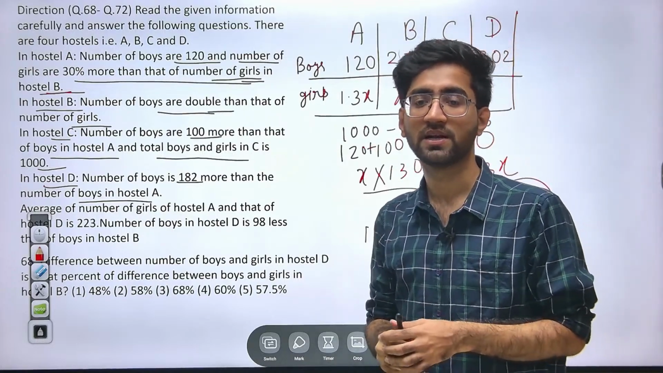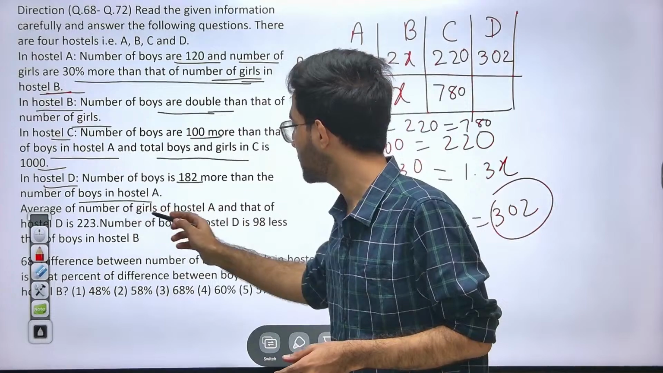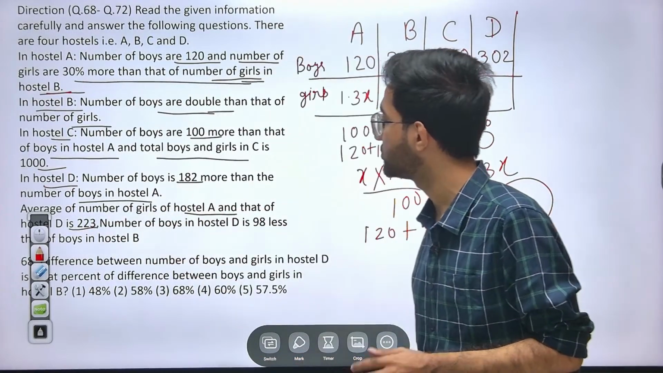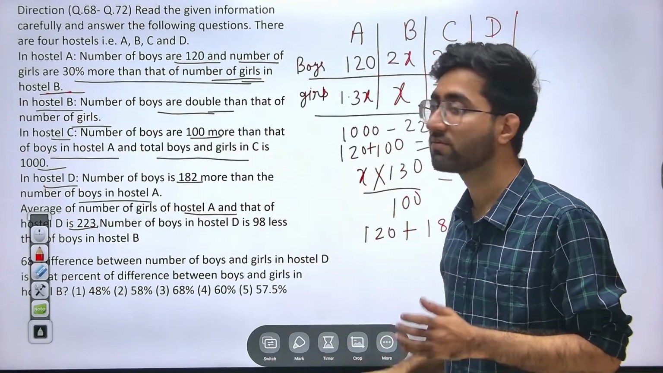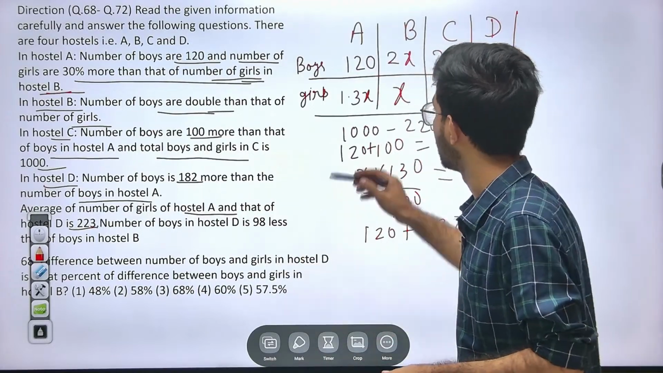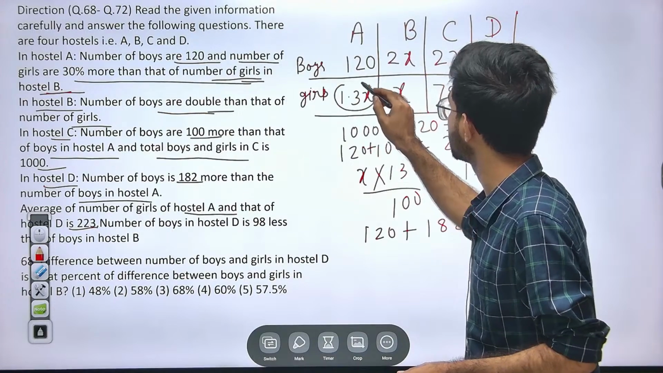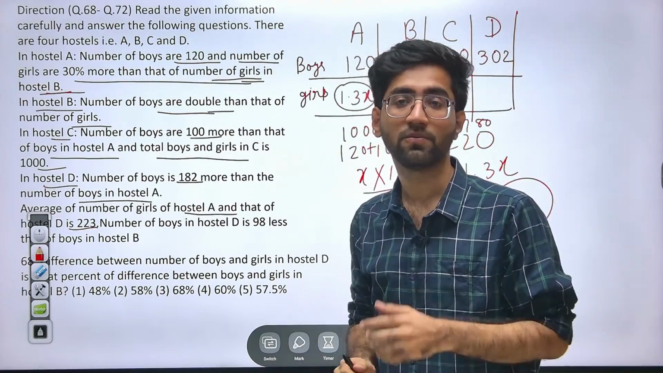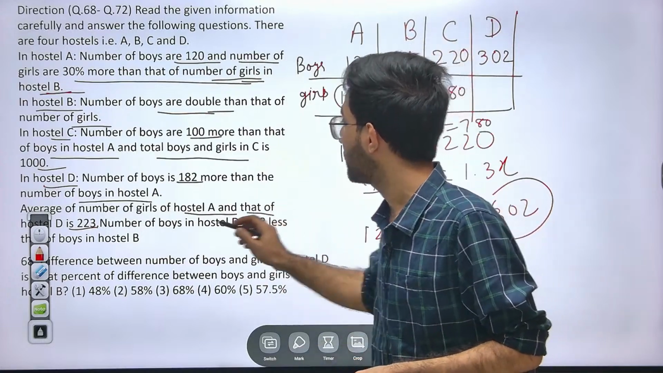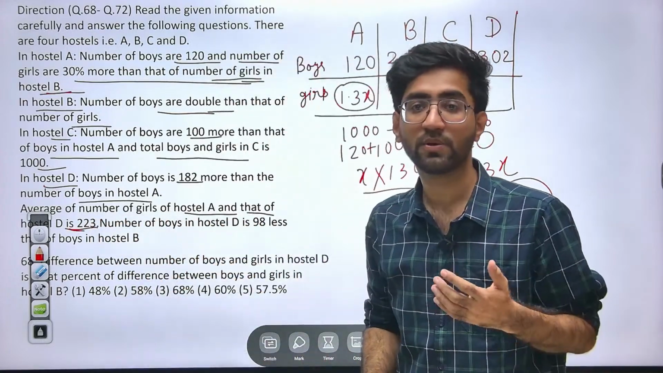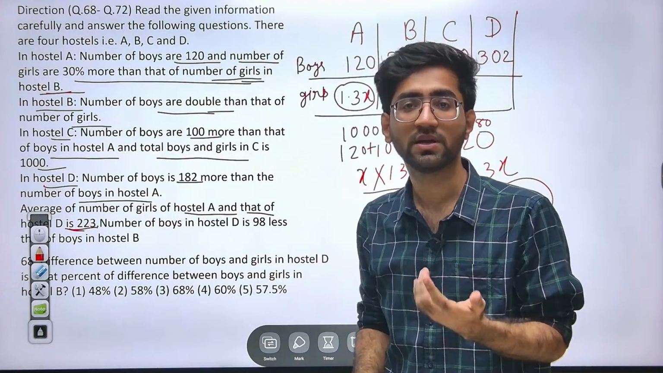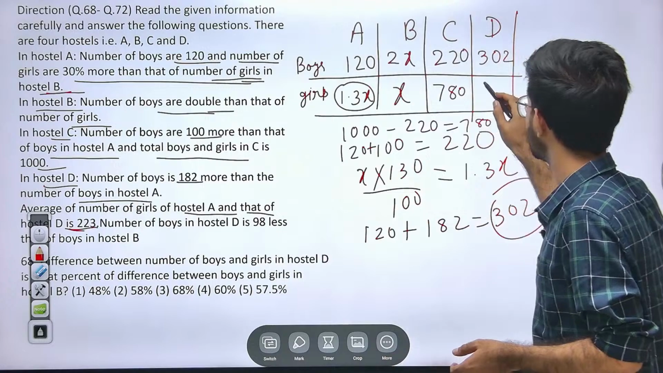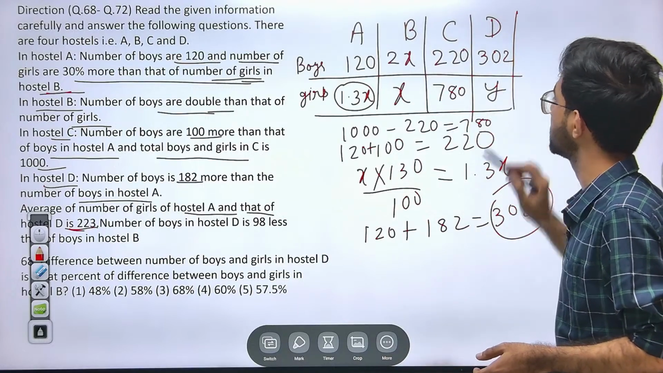So now if you look at the data, average of number of girls of hostel A and that of hostel D is 223. Okay, do you know the number of girls in hostel A? That is obviously 1.3x, and that of hostel D means the number of girls in hostel D, and we know nothing about the number of girls in hostel D. So let us assume that this value is y. We are assuming that this value is y.